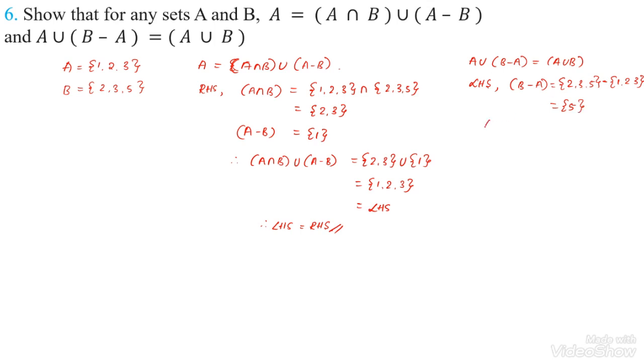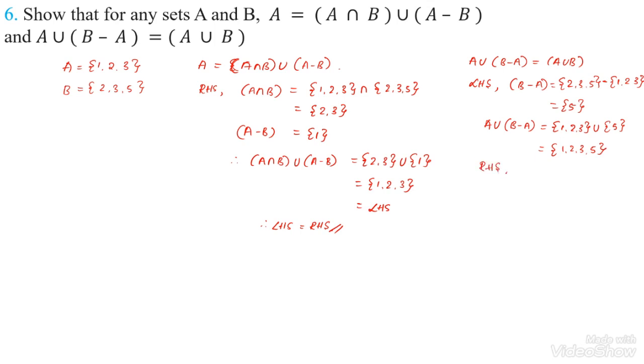Then A union (B minus A). Here A contains the elements 1, 2, 3, union of B minus A is 5. So the elements are 1, 2, 3, 5. This is the LHS part.